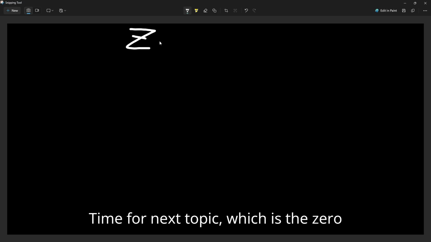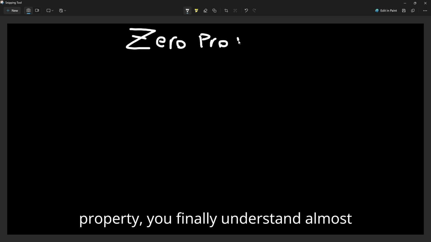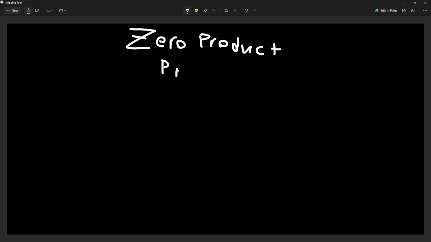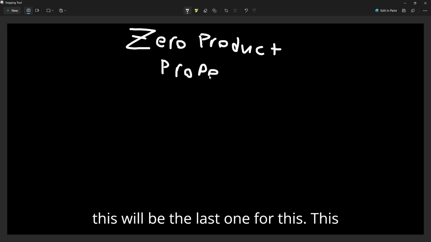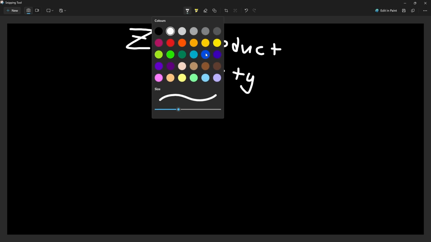Time for the next topic, which is the zero product property of multiplication. You finally understand almost all of the multiplication property. But not yet, this will be the last one for this. This topic is really easy to understand, so you can breathe easy.